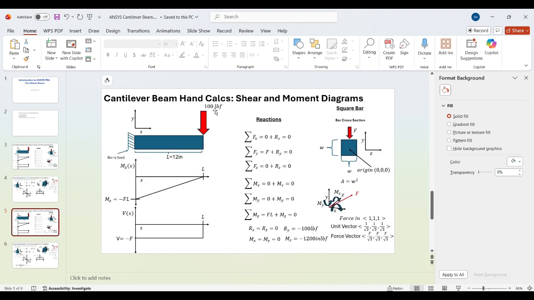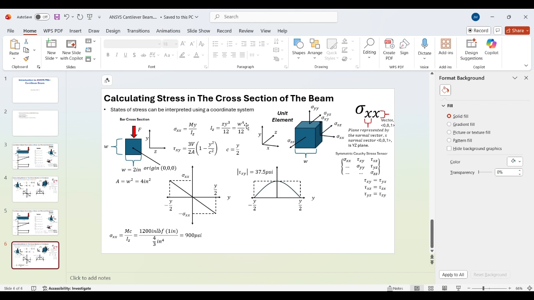And I've done the calcs for a 100-pound load and a 12-inch long beam. So we get a 100-pound reaction and a 1,200 inch-pound moment reaction. And if you go through and do the stress calcs, our peak bending stress will occur at x equals 0, at the far left of the beam, at 900 psi. And our max shear stress will be 37.5 psi.